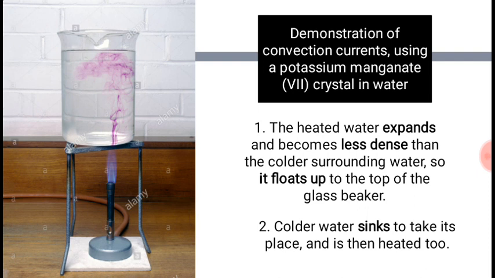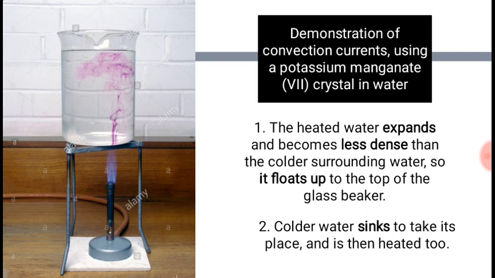Actually, when we put this potassium permanganate, we'll be able to visualize how the less dense, hot water expands and goes up. This color gives us the chance to see that, because slowly it's moving up. It's the warm water which is becoming less dense and goes up, that is, floats up. So this is the use of potassium permanganate.